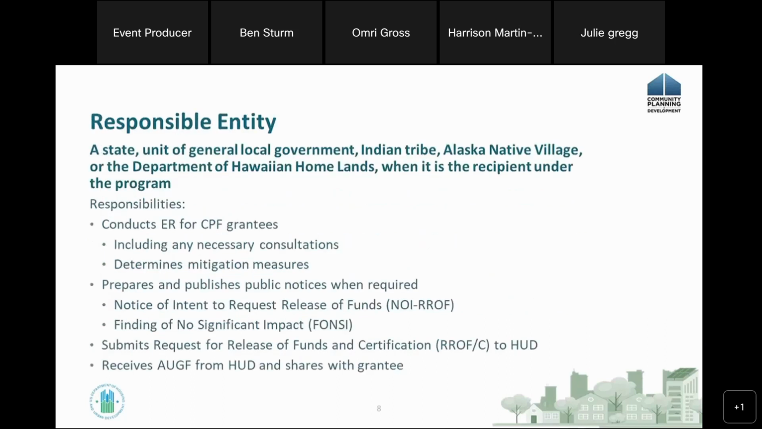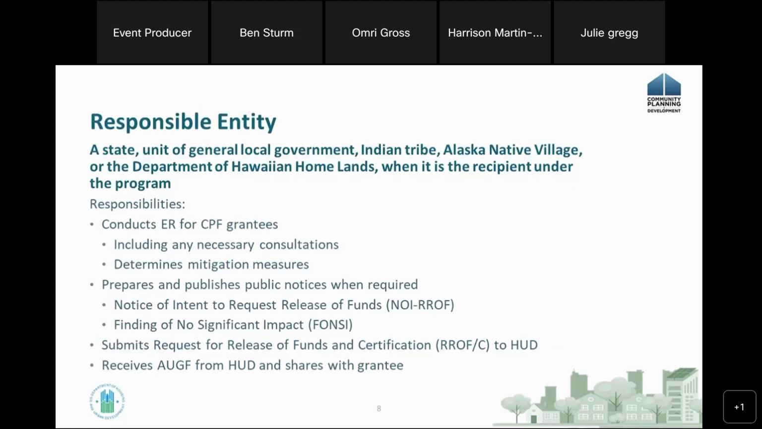Okay, next up is the responsible entity. The responsible entity is a unit of general local government in which the project is located, and that has some level of land use responsibility. Responsible entities can be states, local governments, Indian tribes, Alaskan Native villages, or the Department of Hawaiian Homelands, but only when they are also the recipient under the program.